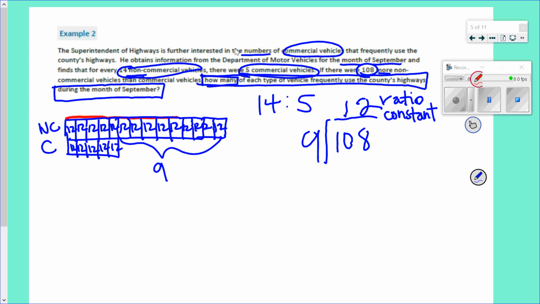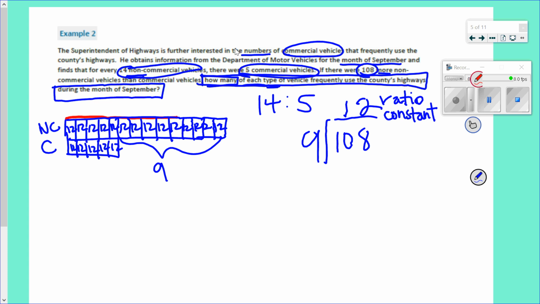Good. Okay. Now is that it? Are we finished? No. Zachary said we have to add up all the 12s of each type of vehicle used during the month of September. So we have to add up all the groups. Okay, and then that'll be right.